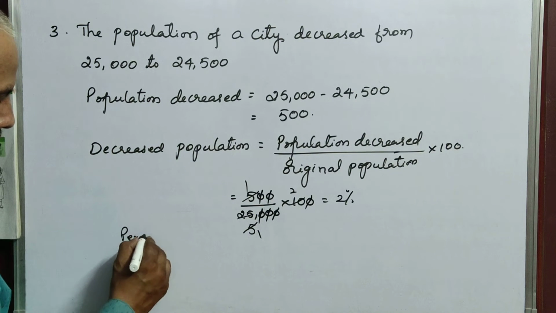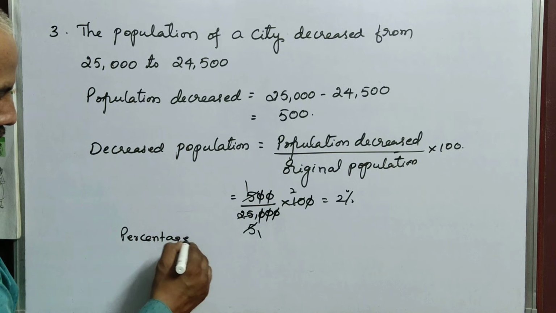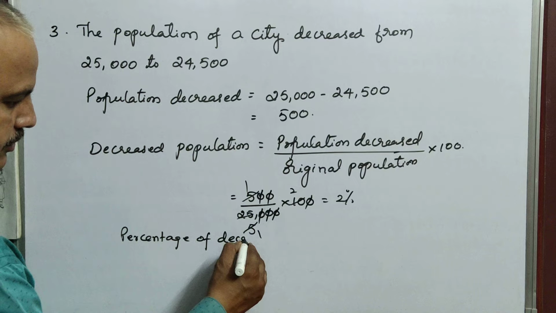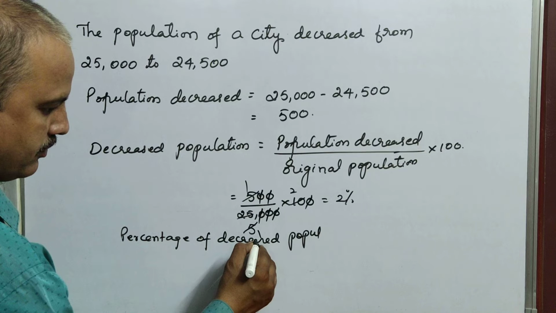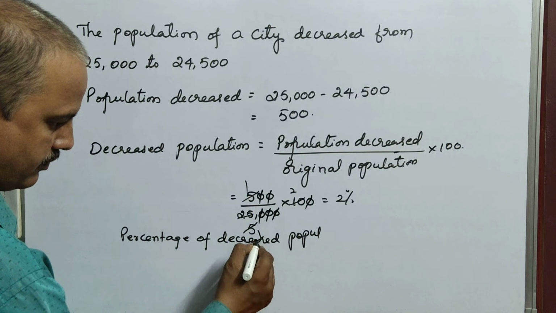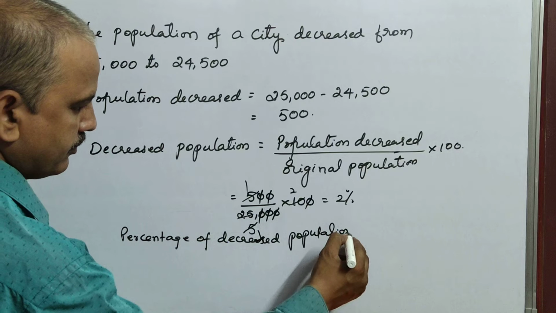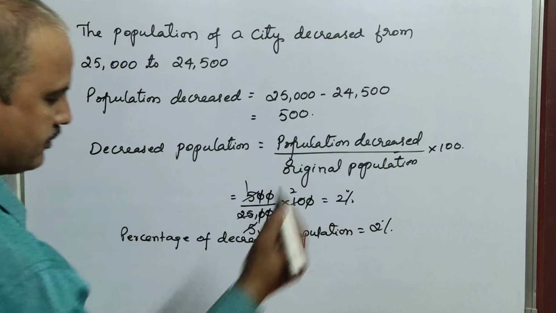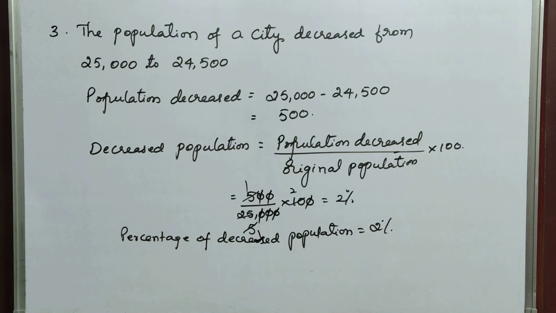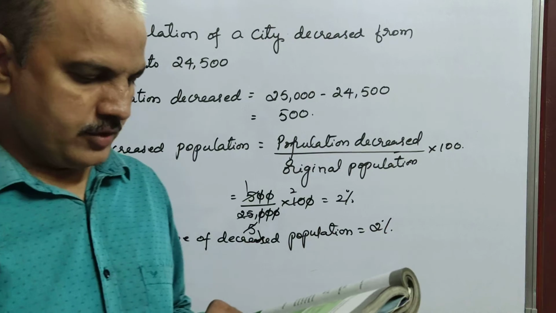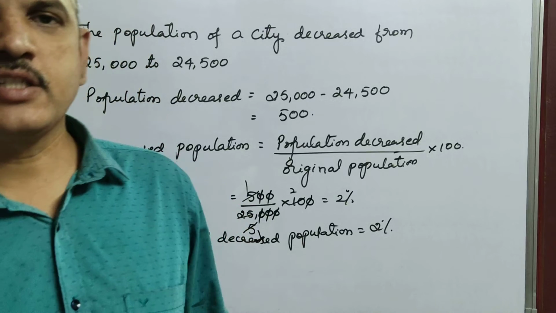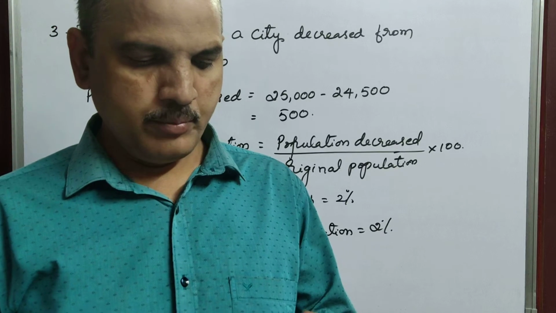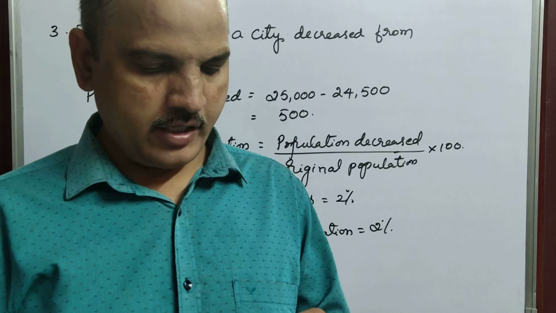So the decreased population is 2%. So percentage of decreased population equals 2%. Okay, children? And the same thing you can do with the fourth question. The fourth question you can take as homework. So first Roman BC, second Roman CD, and the fourth question.